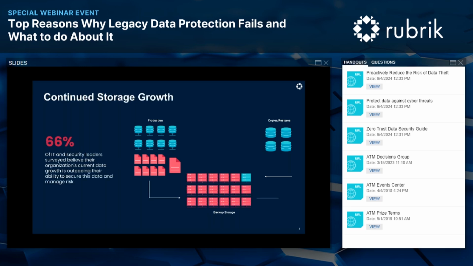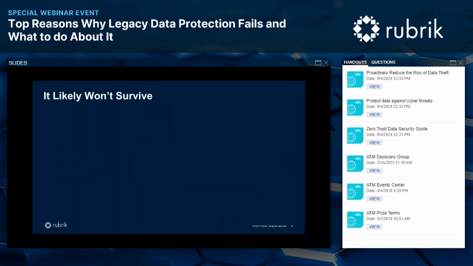And then this problem isn't getting easier. Nobody is saying, oh, I've got less backups and less storage to manage. It's increasing. Storage is always going to grow. 66% of leaders surveyed said storage is growing. It's always going to grow. And if you have these multiple tools and all these problems today, then it's just going to continue to get worse over time.